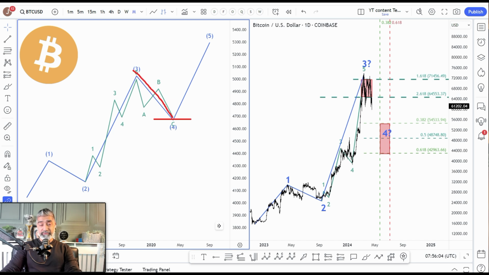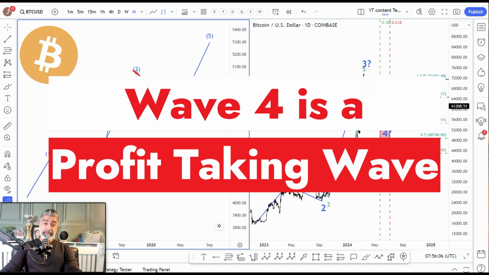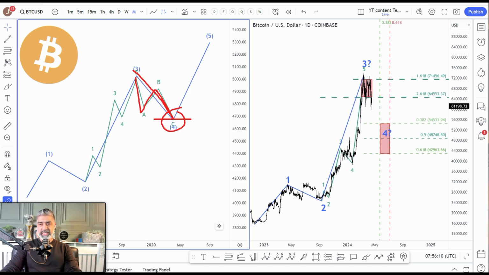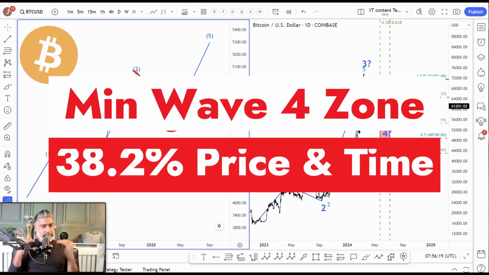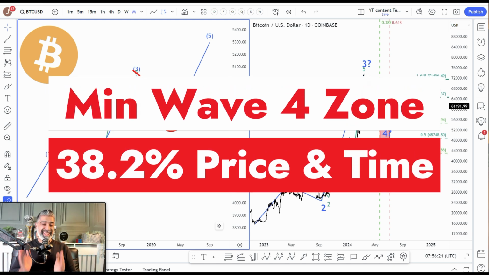Wave four is a profit-taking wave. As a minimum, it literally takes three waves as a typical minimum. It can be some other types of pattern as well. But the key two things that we really want to be aware of when we're thinking about wave fours is the price. What is the typical minimum price of a wave four? And has Bitcoin hit that price yet? And what's the minimum time of a wave four? And has Bitcoin hit that yet? So let's just talk about that for a second.